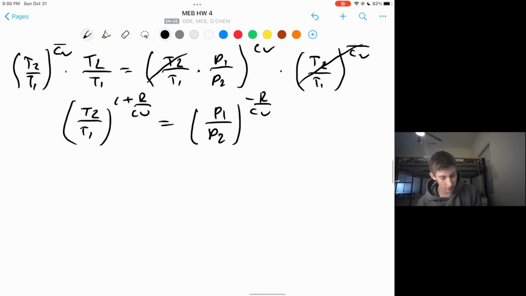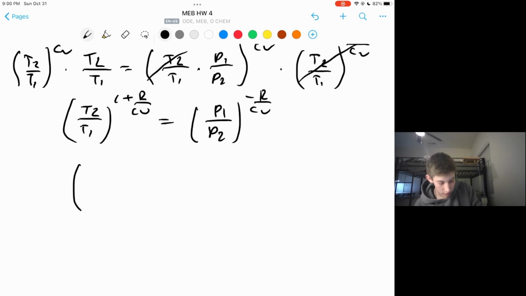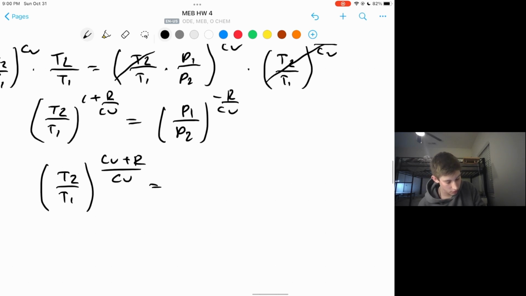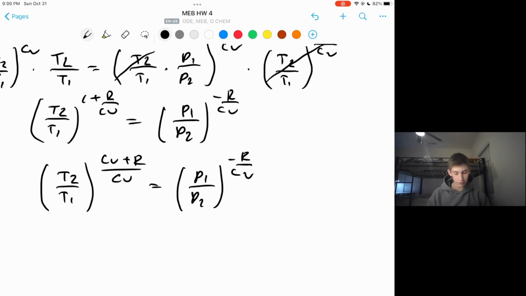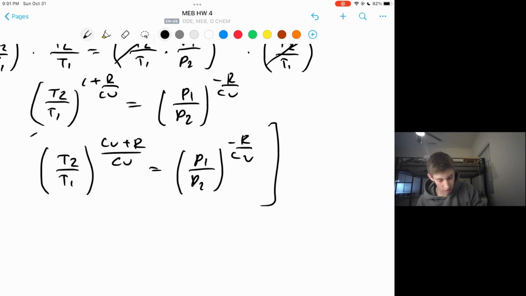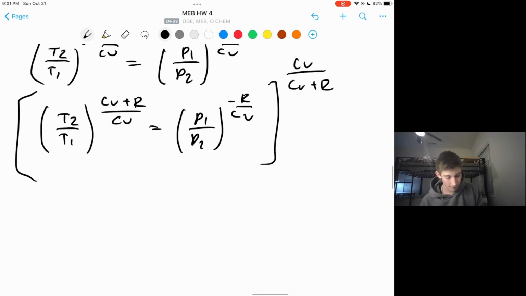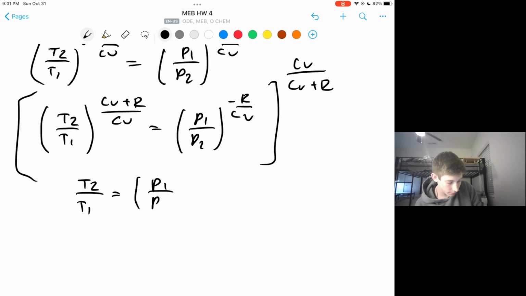And then we're going to take this exponent right here and just simplify it to get a common denominator. So we have T2 over T1, and then it's raised to the power of Cv plus R over Cv, and then this is still equal to P1 over P2 raised to the negative R over Cv. And then we want to raise both sides to the reciprocal of this, so we can just get T2 over T1 by itself. So I'll just represent that like this. So then we are left with T2 over T1 equals P1 over P2.